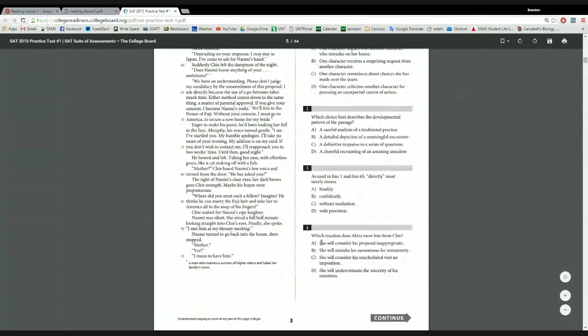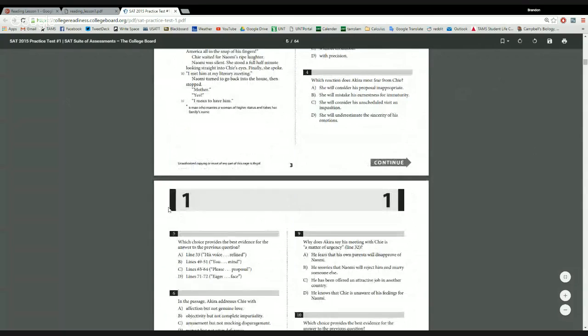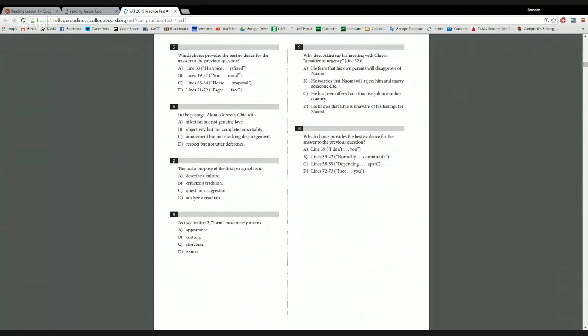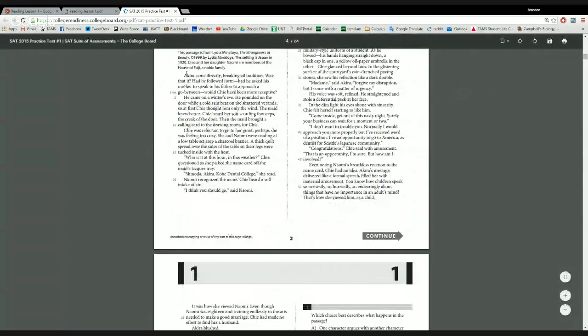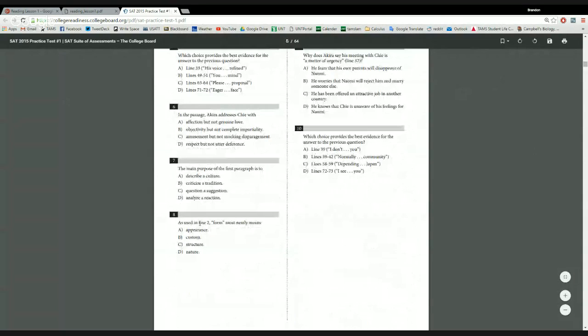Continue. Number 4. Which reaction does Akira most feel from Chi? This again does not have a line, so we skip that. 5 is connected with 4, so go ahead and skip that. In the passage, Akira addresses Chi with. This does not have a line either. 7. The main purpose of the first paragraph is to. We're going to go to the first paragraph, and we will bracket this, so we can go ahead and read that later when we get to this problem.